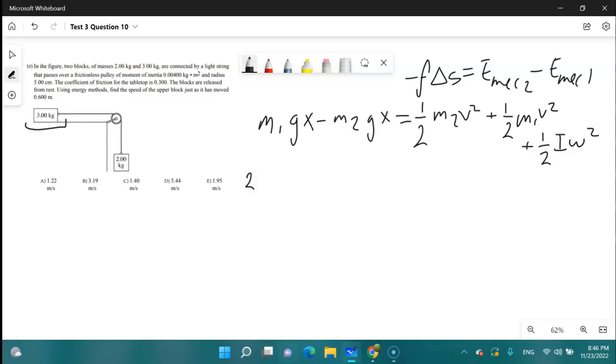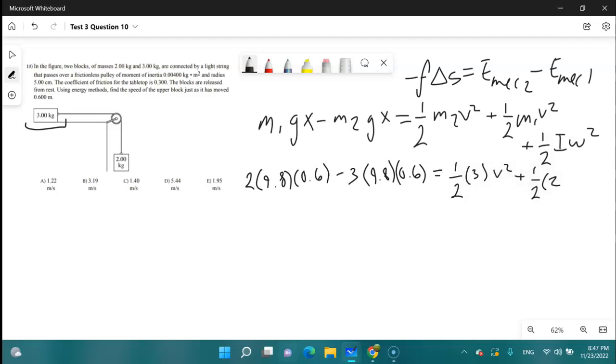We know that the first mass is 2, and gravity is going to be 9.8 in this case. We know that the distance is 0.6. And now for the other object, we know that the mass is 3, 9.8 again, 0.6. And now we set that equal to half of 3 times v squared, since we don't know the velocity yet, plus half of 2 v squared, plus half of the moment of inertia, which we know is 0.004.